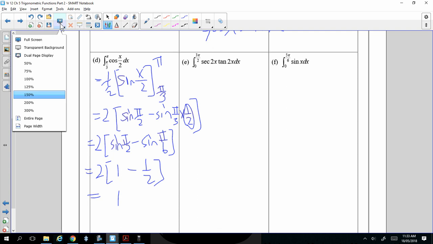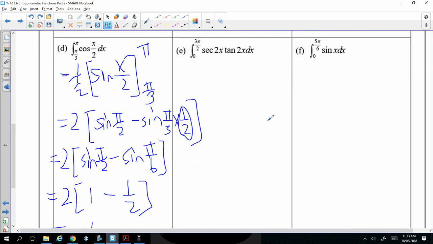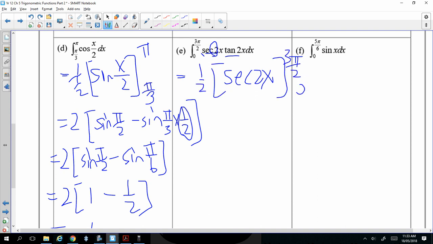Okay, good. So sec and tan times together, you get sec 2x. And because there's a 2, you divide by 2. The limits are 3 pi over 2 and 0. And then you do half sec of 2 times 3 pi over 2 minus sec of 2 times 0. Close bracket.